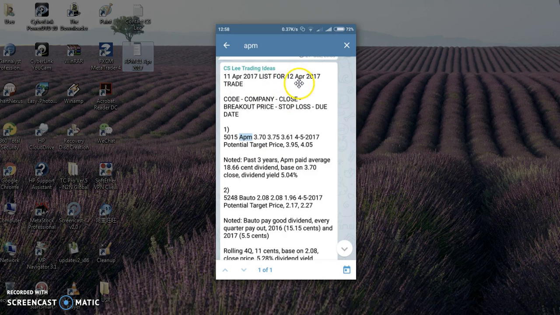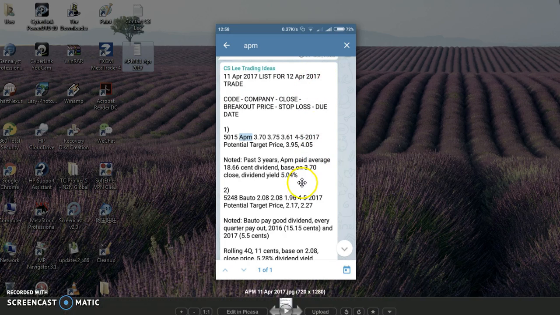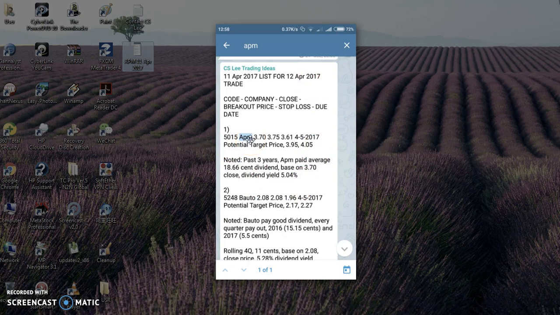So this is my CSL trading idea in my Telegram channel, for the 12th April 2017 trade. The setup is like this: APM closing price is 370, breakout is 375, cut loss is 361. The expiry date will be 4th May. The potential target prices are 395 and 405.